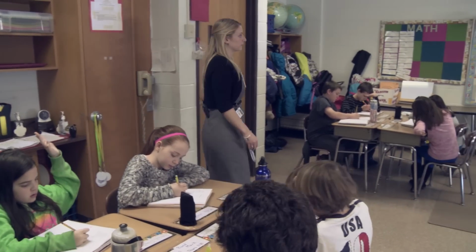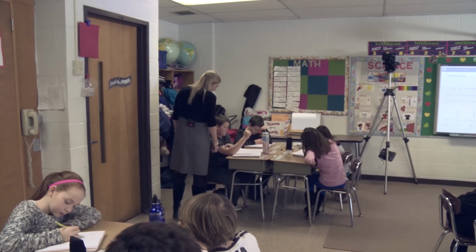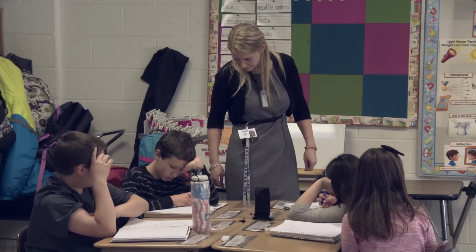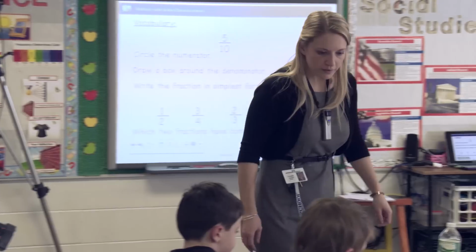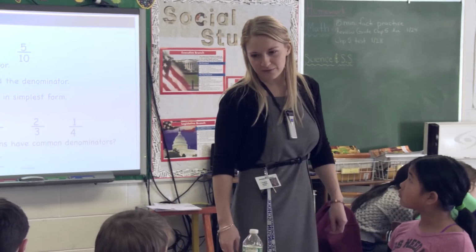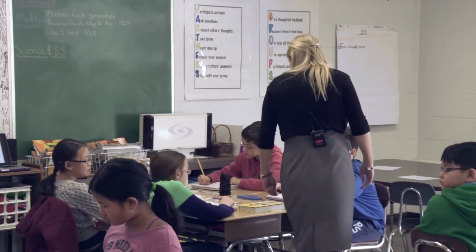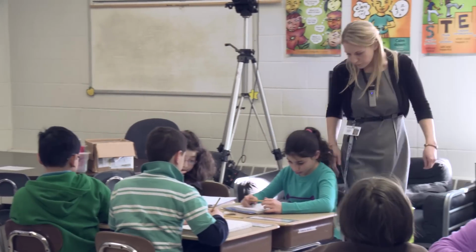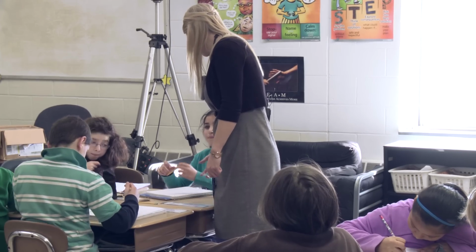Circle the numerator. Draw a box around the denominator. And write that fraction, 5/10, in simplest form. Oh, good. In simplest form. What's 5/10 in simplest form? Think about the work you've done in 4th grade. Good so far. You just need to write it in simplest terms. Think about what 5/10 is equivalent to. What's it the same as, equal to?